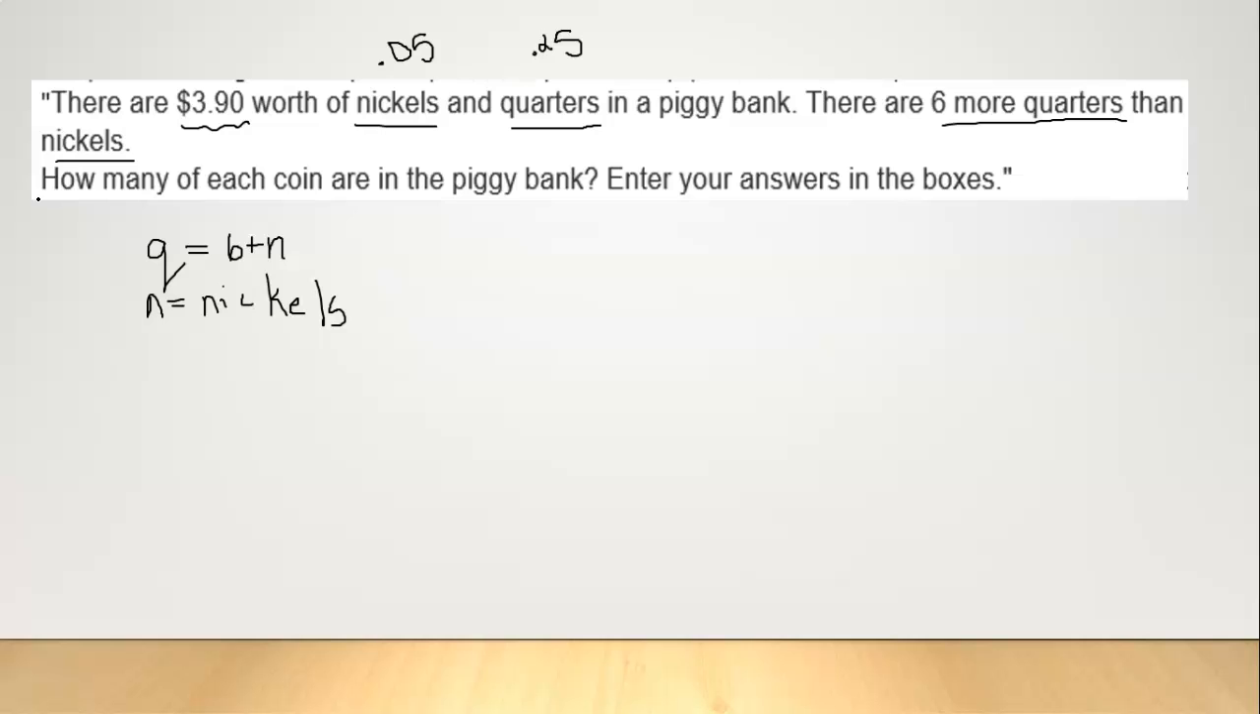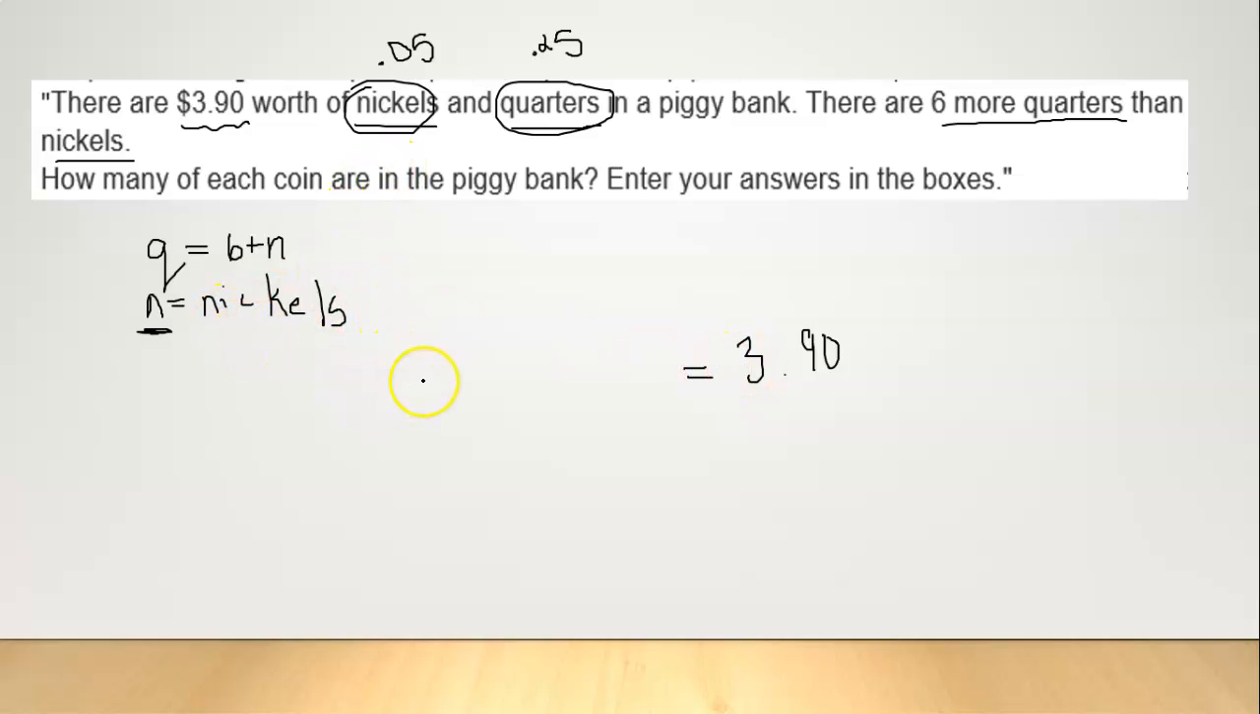Now the question says, how many of each are in the piggy bank? Well, we know that we're going to add up the nickels and the quarters together to give us the total. So what's the total? The total equals $3.90. So we have to include the nickels and the quarters. So nickels is n. But since we're dealing with the amount of money, $3.90, we need to figure out the number of nickels, but also how much money are nickels, right? How much of this $3.90 is nickels?